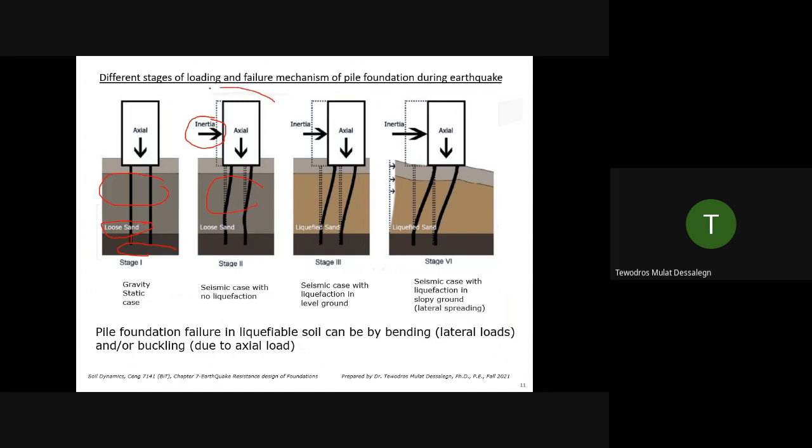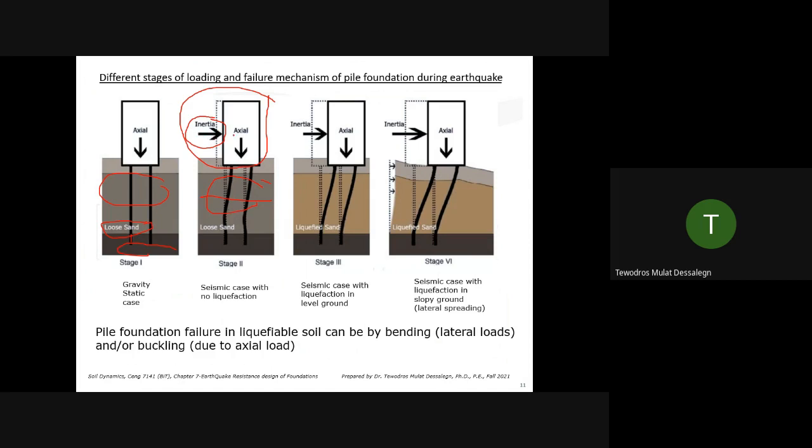Inertial is because of the mass of the structure at the top. When you have seismic acceleration acting on the mass, you have inertial forces. Kinematic is because of the soil. Because the soil is also moving, the soil somehow laterally applies force on the pile. So you have inertial and kinematic forces. So now let's consider only the inertial case.